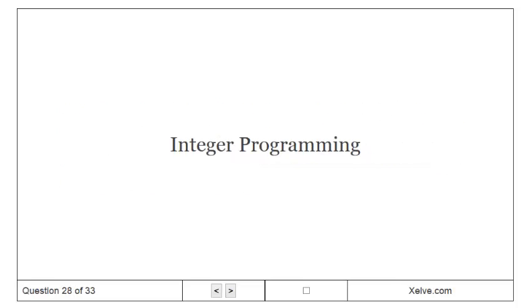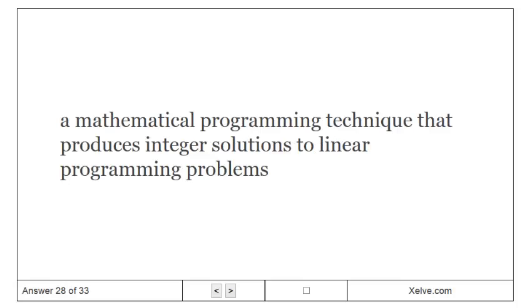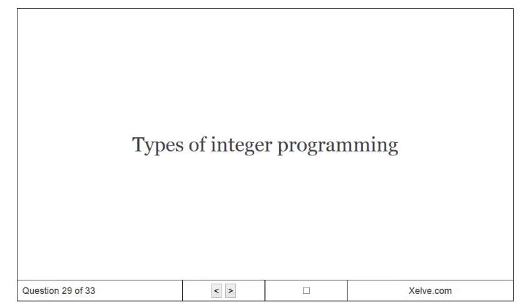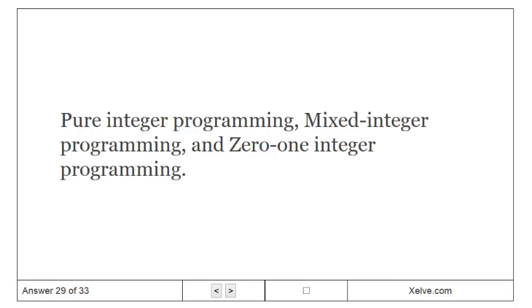Integer programming. A mathematical programming technique that produces integer solutions to linear programming problems. Types of integer programming: pure integer programming, mixed integer programming, and 0-1 integer programming.